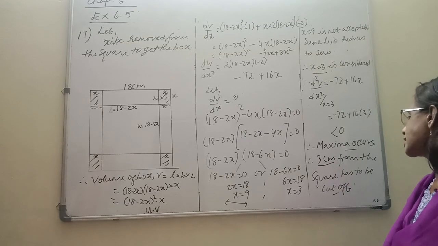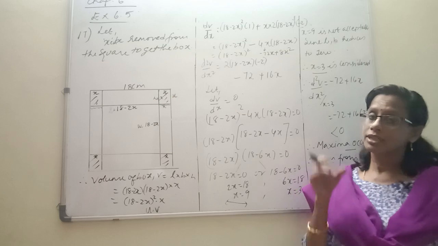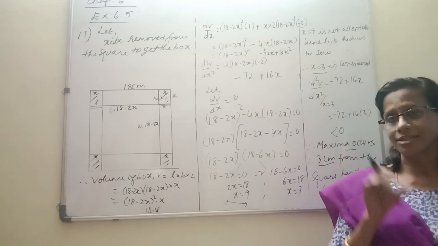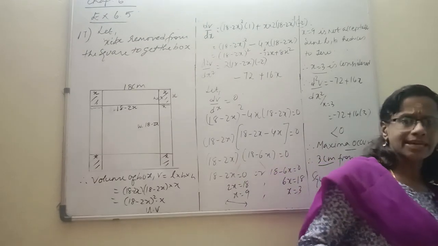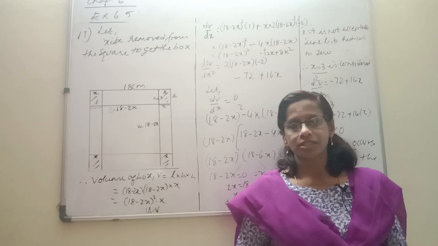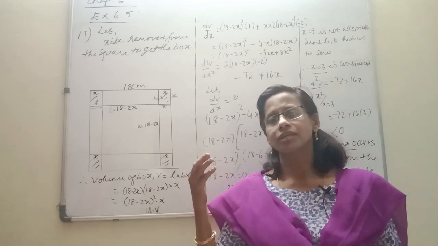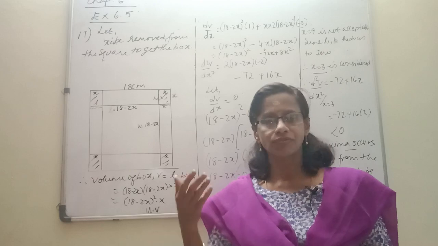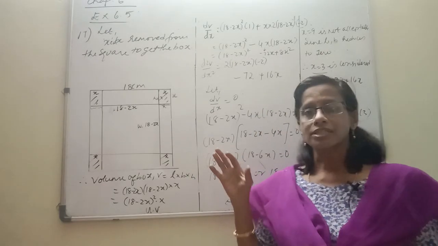That's it. So 3 centimeters from the square has to be cut off in order to get the volume as large as possible. So this is a new thing, and it's been asked in the exam quite a few times. We need to know the application. It's an important application which we need to know, and then it flows. It's not so difficult. It flows very easily. So that's about the square from where the side is cut out.